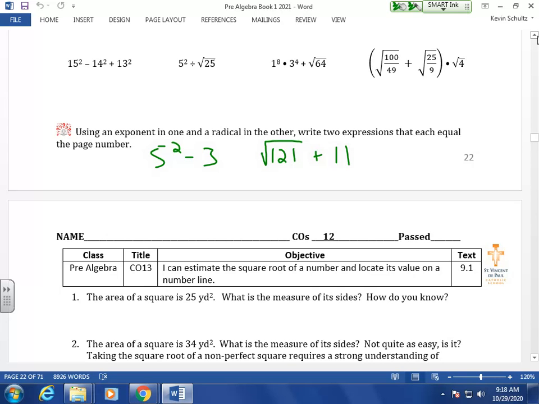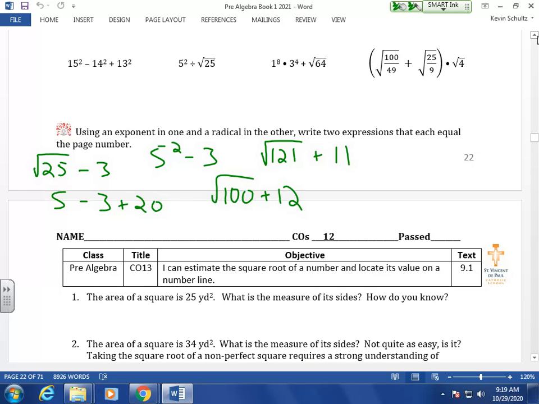Good. The square root of 121 is 11, plus 11 gives us 22. Any others? Yeah. The root of 25, so the root of 25 minus 3, that's going to give us 5 minus 3, which is equal to 2. So maybe throw on a plus 20 on the end of that to get that 22. Okay? Yeah, Aiden. The root of 100, which is 10, plus 12, that gives us 22. Good. Good.